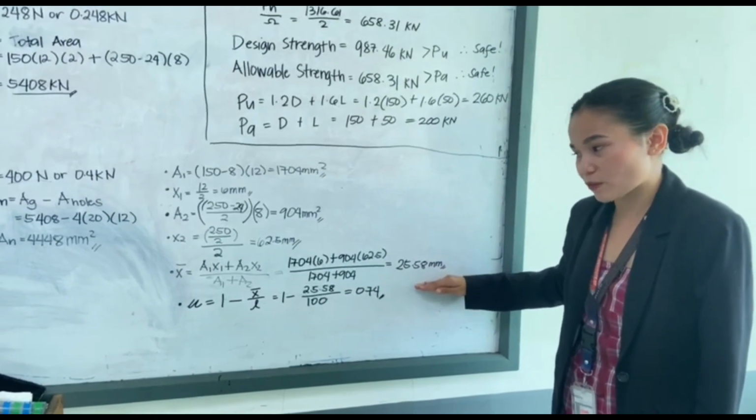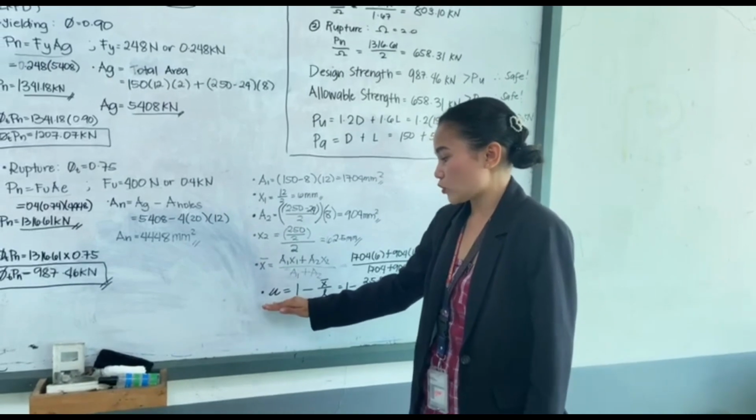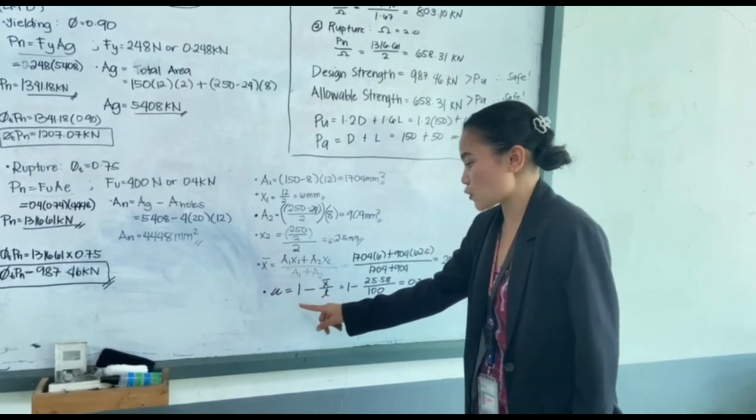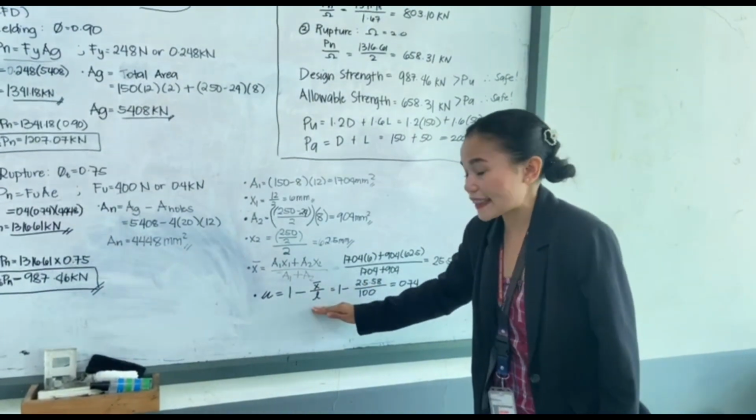After getting the x bar, we get the shear lag factor, denoted as U. The formula is 1 minus x bar over L. What is L? L is the length of the connection.